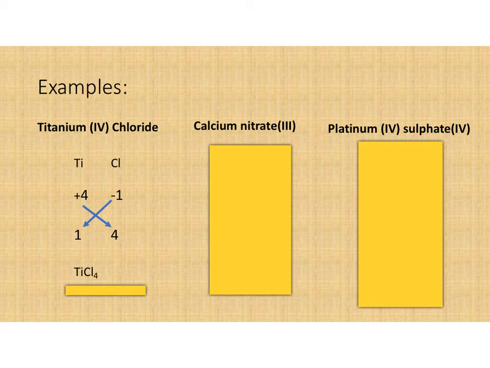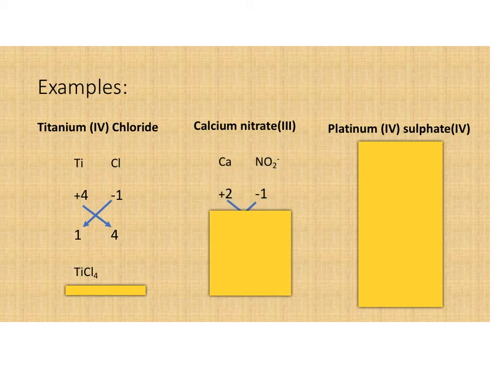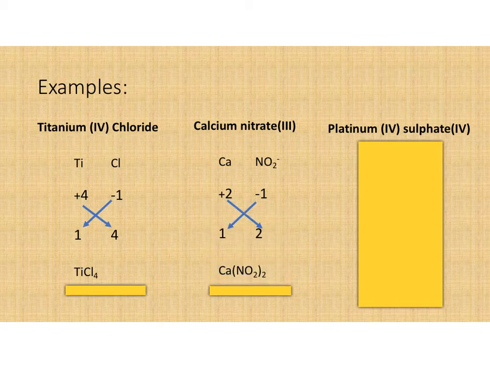Calcium nitrate(III). So this is NO2 minus now. We pop them in there, and calcium, of course, in group 2, so it's +2. Swap them over and that gives us the formula of Ca(NO2)2, and I've got 2 of those.